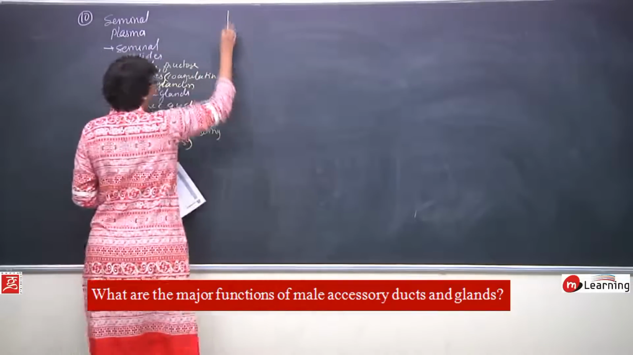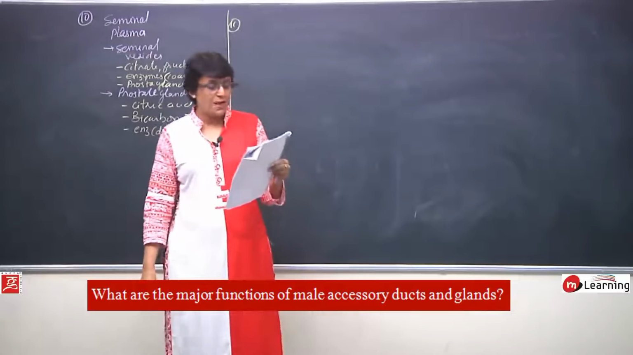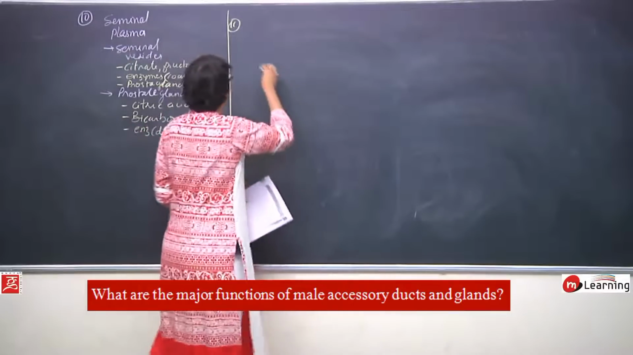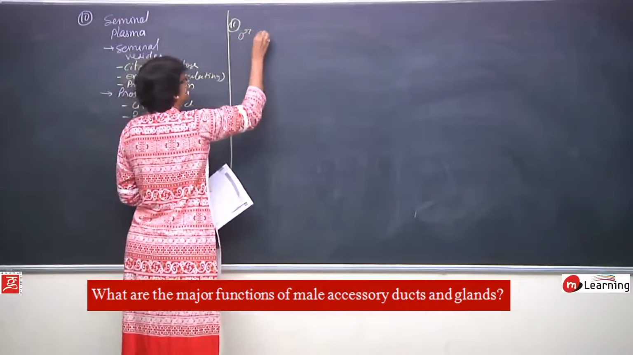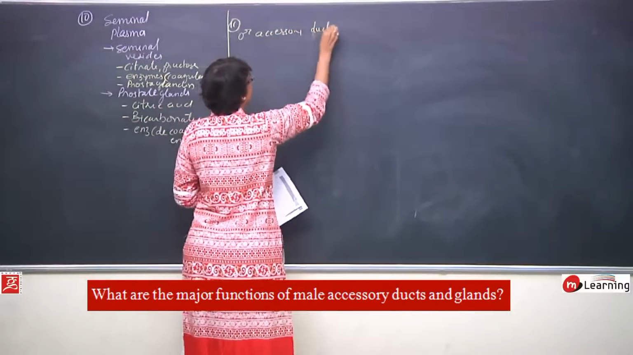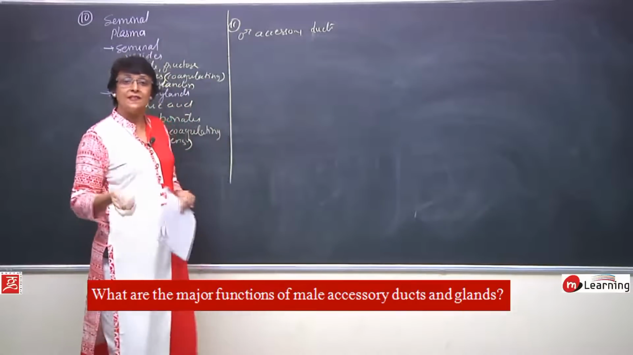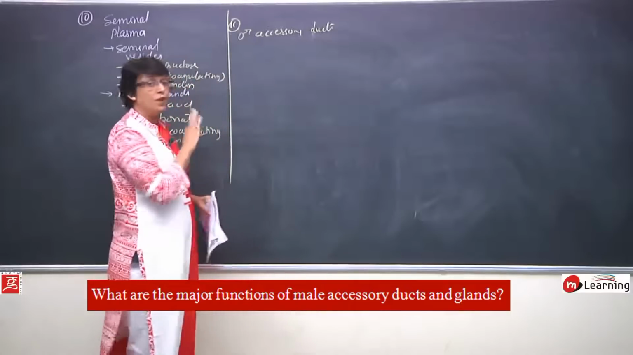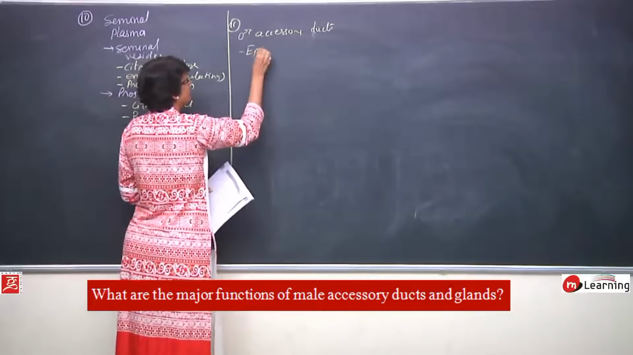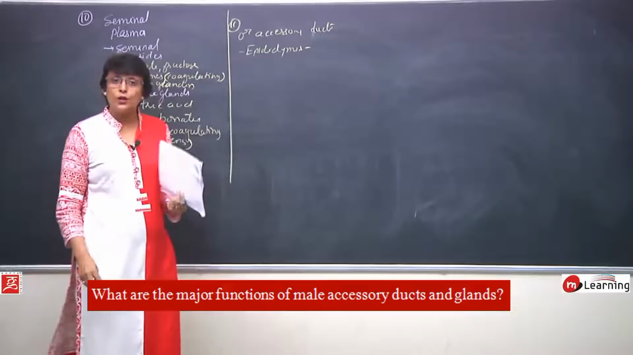Question number 11. What are the major functions of male accessory ducts and glands? Which are the accessory ducts? First let us write the ducts and then we will take the glands. Accessory means helping: primary sex organs and then the secondary or accessory sex organs. So here we have to talk only about the accessory, not the primary. Epididymis: the function of epididymis is temporary storage of sperms.